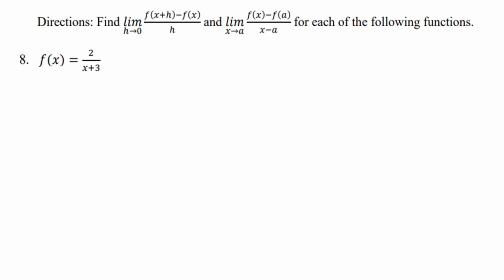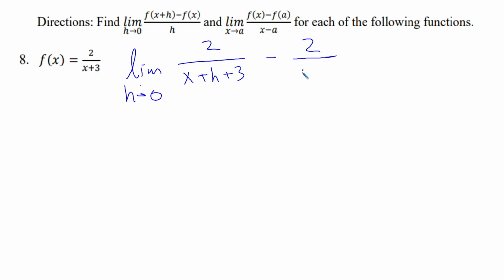Alrighty, for our next one here, for number 8, we've got another little rational function, 2 over x plus 3. So we'll start out with a limit as h approaches 0 of 2 over x plus h plus 3, because that's what we get if we plug in x plus h for x, minus 2 over x plus 3, just our function, all over h.